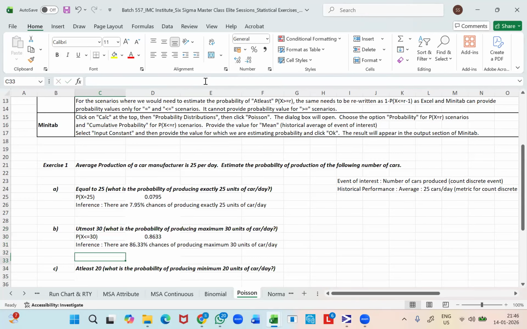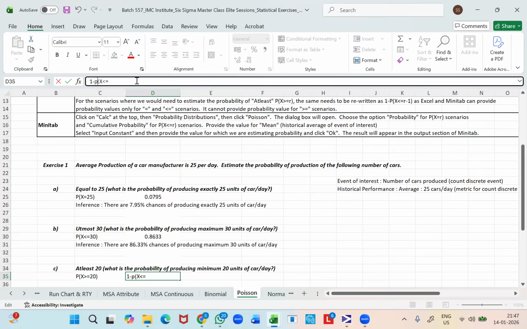Right? So in terms of notation, this can be written as P of X greater than or equal to 20. But then Excel and Minitab cannot provide probability values for greater than or equal to scenarios. So we need to convert this in terms of less than or equal to. So this can be rewritten as 1 minus P of X less than or equal to one number less than 20, which is 19. The same logic, the same expression can be used here, right?